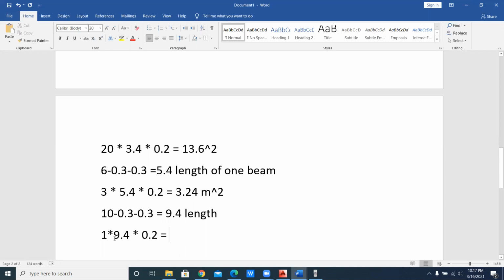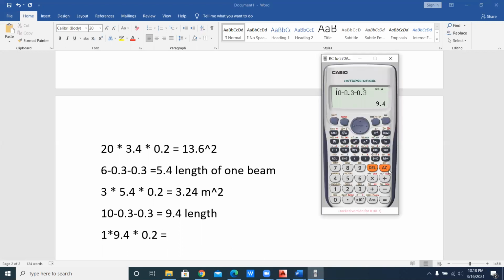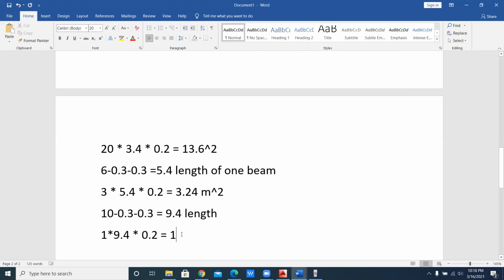Always remember that the shear wall is normally acting as your long column. The wall that is called the shear wall acts as a column if you are providing the shear wall under your beams. So this is acting as the long column. Now 1 cross 9.4 multiplied by 0.2, you will get your beam value, that is 1.88 square meter.